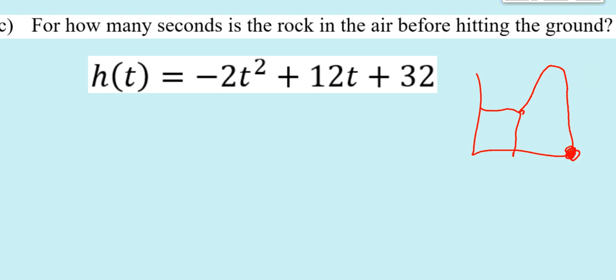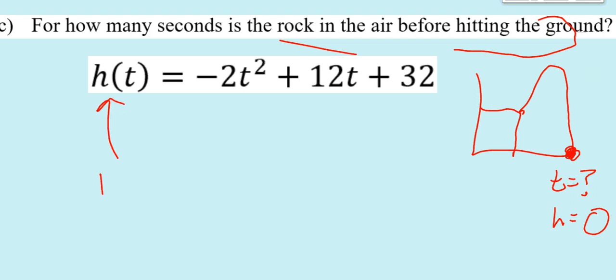So where it hits the ground, well, for how many seconds? So I'm looking for what time it is when it hits the ground, which means I must know h. Well, when something hits the ground, it's literally at ground level, which is when h is 0. So I'm going to let the height be 0, and then solve for t.